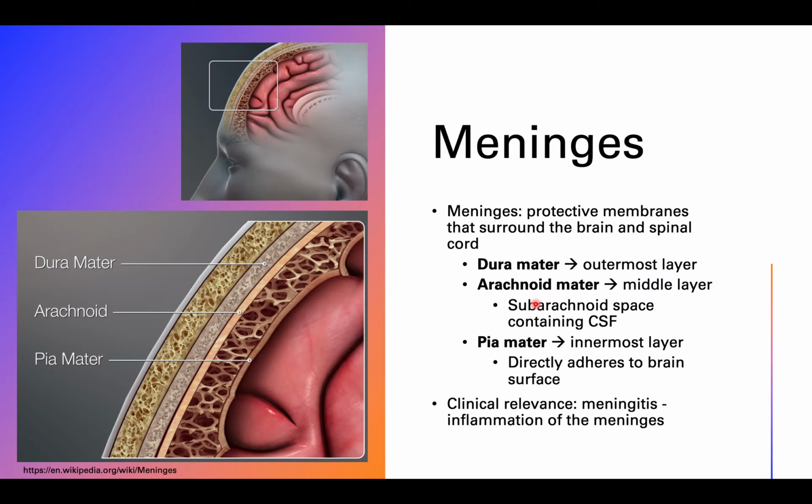Next up, we have the meninges, which are 3 protective membranes that surround the brain and spinal cord. The outermost layer is known as the dura mater, which translates to hard mother. It is seen right here. And then next we have the arachnoid mater, which is the middle layer, under which we have this subarachnoid space, which is a web-like formation that contains cerebral spinal fluid, and cerebral spinal fluid will flow through this area. Next, the innermost layer is the pia mater, which directly adheres to the brain surface.